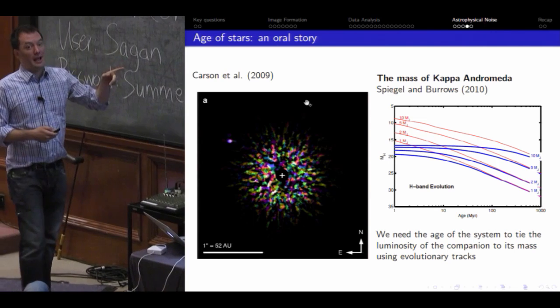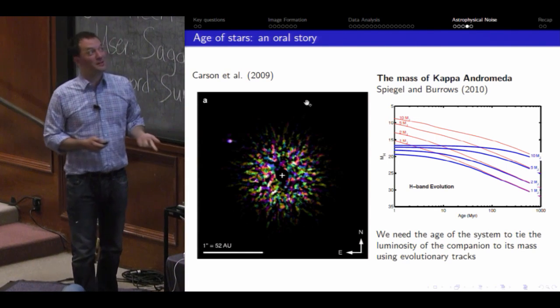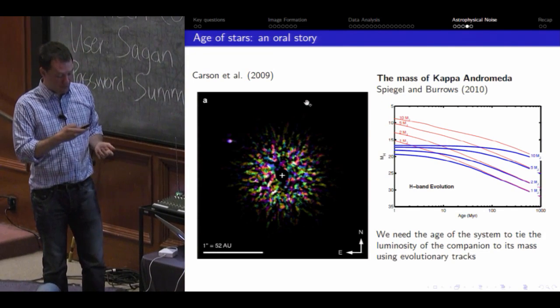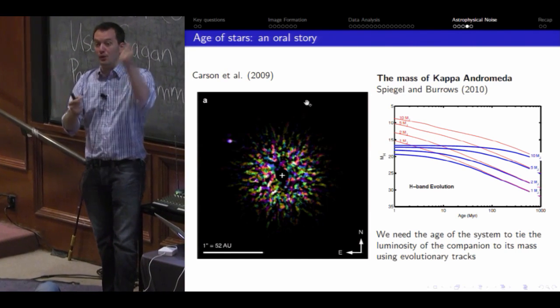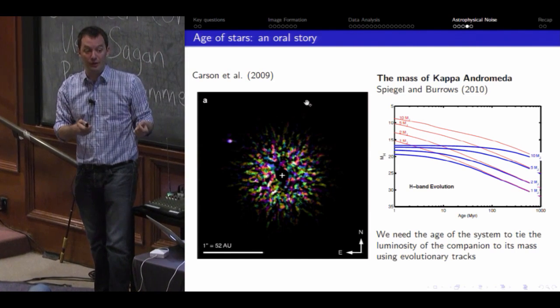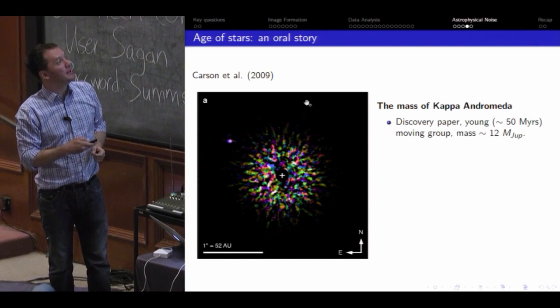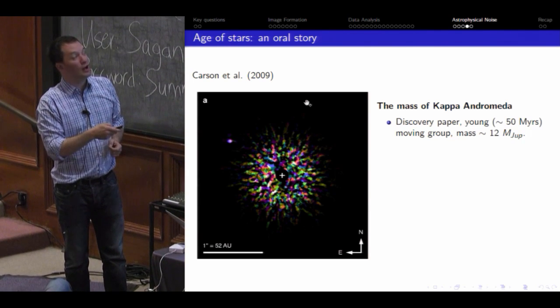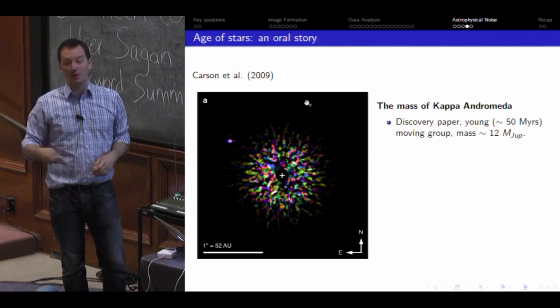Now, age of stars, 3 minutes. Dimitri talked about them. They're really important. You need these evolutionary tracks that Dimitri talked about to tie your luminosity to the mass that we're actually reporting for these planets. So take the example of Kappa Andromedae: in the discovery paper, it was young, in a moving group, based on the moving group argument. So the mass would be about 12 Jupiter masses.